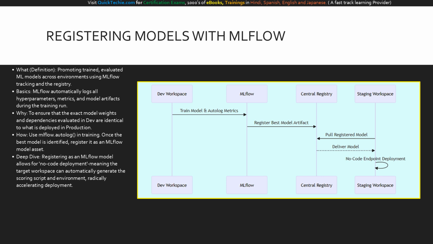This sequence diagram outlines the model's journey. The dev workspace trains the model, and MLflow captures the telemetry. The winning artifact is pushed to the central registry. Later, the staging workspace requests that specific model version. The registry delivers it, and staging instantly spins up a no-code deployment endpoint for testing.